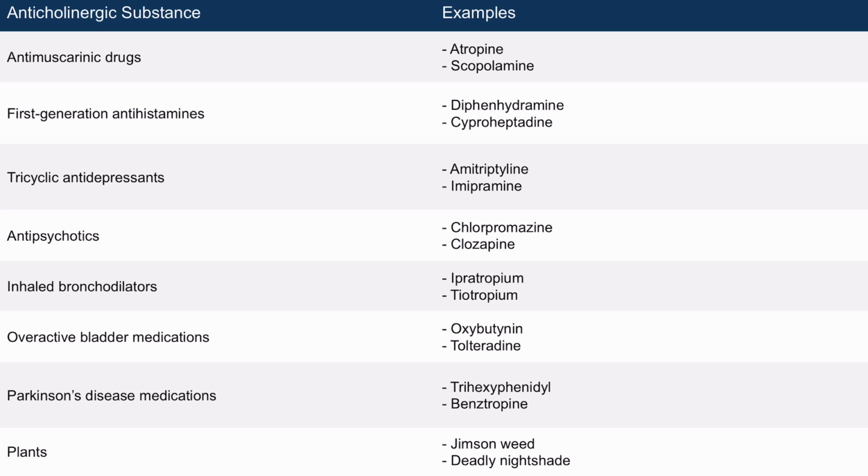Additionally, some drugs that are used to treat Parkinson's disease can also cause this type of toxicity. These medications include trihexyphenidyl and benztropine. There's a long list of plants that can cause anticholinergic poisoning. The most high-yield ones include Jimson weed and deadly nightshade. These two plants are commonly used for their hallucinogenic properties.